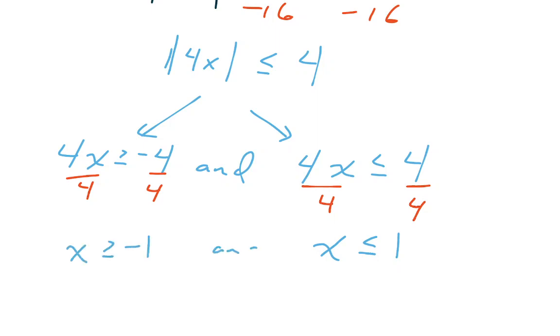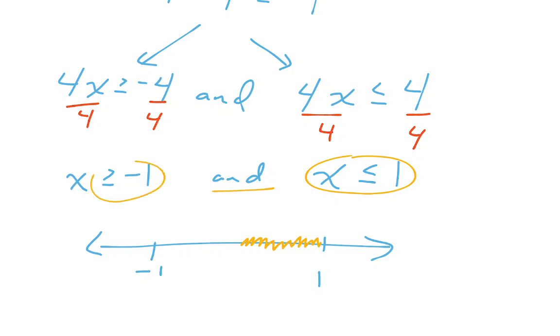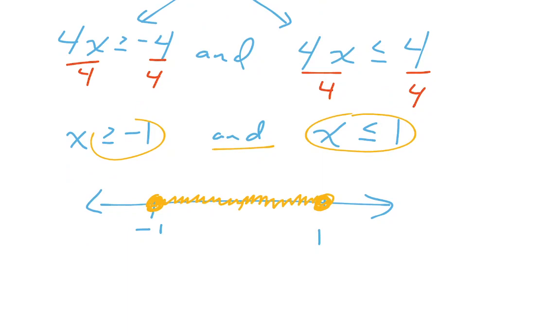Now, does this actually end up as an AND statement? Okay, well, let's find out. If you mark your endpoints, we want to be less than 1. To be less than 1 is to go to the left. And we want to be greater than negative 1. To be greater means I go to the right. So this is good. This is an AND statement. The shaded region is coming together. And if I write this with interval notation, I can just use some brackets, negative 1 to 1.